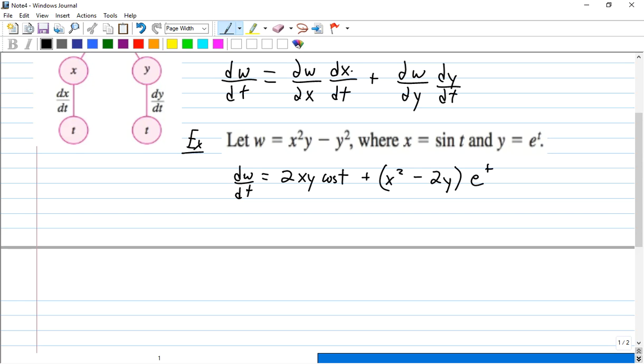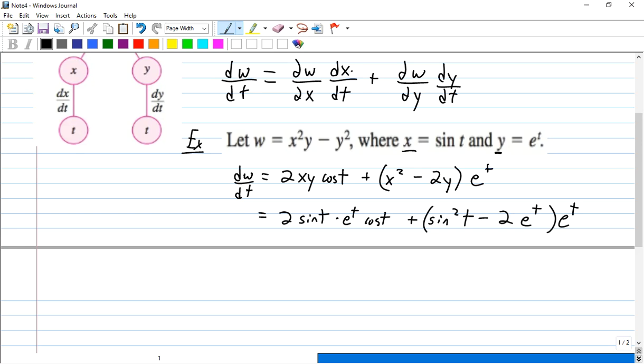Now, we have to come back in our final answer and let x be sine of t and y be e to the t. So I'll have 2. Now for x, remember I said I'm plugging in sine of t. For y, I'm plugging in e to the t. And then I already had a cosine of t. Plus, that'll be sine squared t minus 2e to the t all times e to the t.